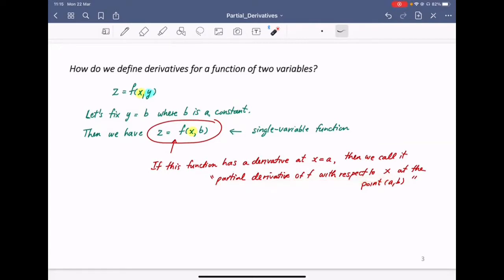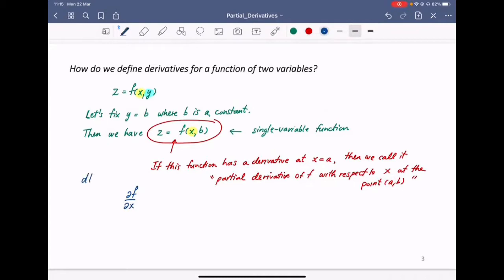Here, because I fixed y, I am going to have a function of x left. If I take the derivative of this function, this is going to be the partial derivative of f with respect to x. So the notation is going to be this notation, curl f over curl x.